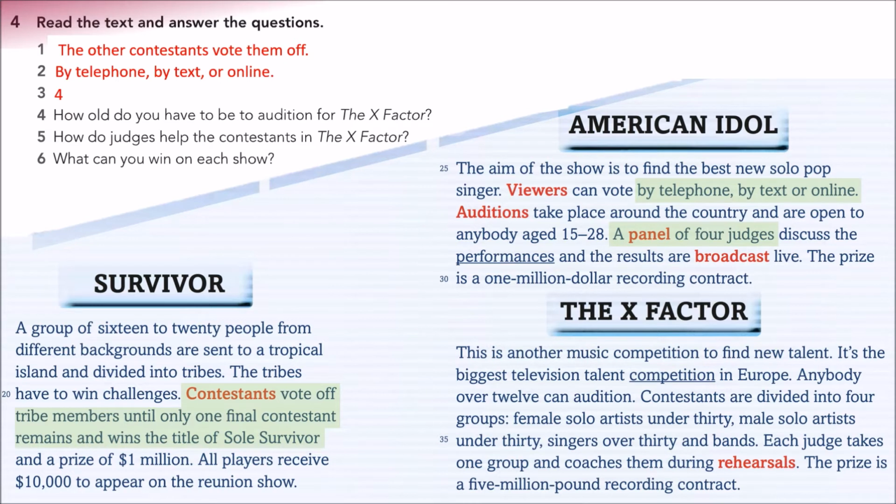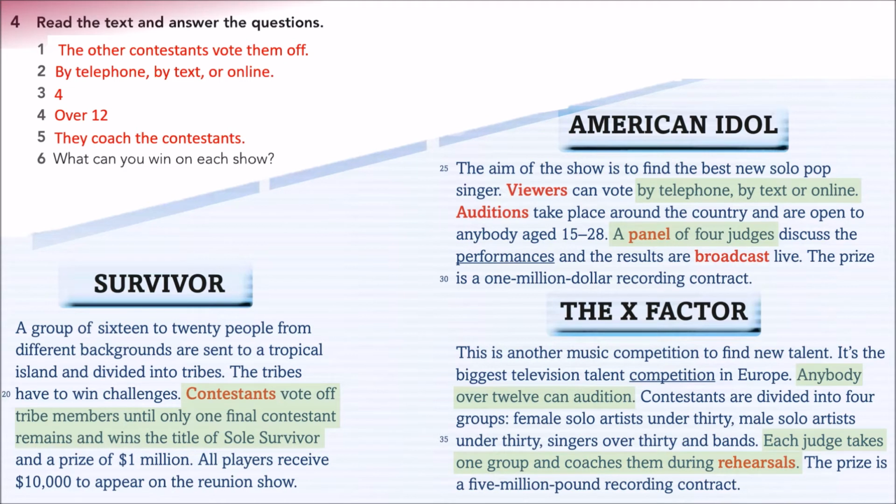Although it's also a music competition, things are quite different in the X Factor. While the American Idol is open to anyone at the age of 15 to 28, the X Factor accepts anyone who was over 12 to audition for the show. And during the competition, the contestants are not on their own because the judges actually play a role as well. They would coach the contestants as they proceed.